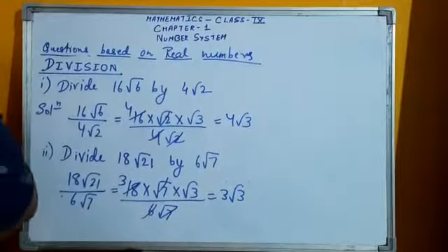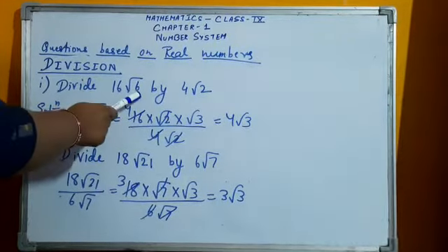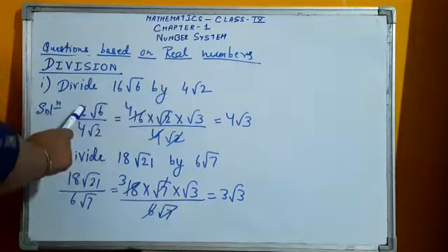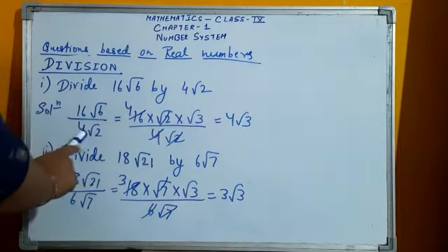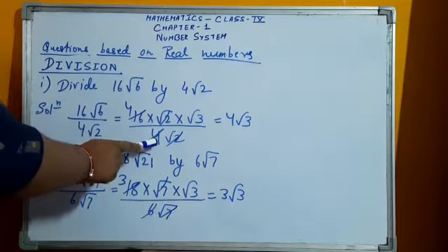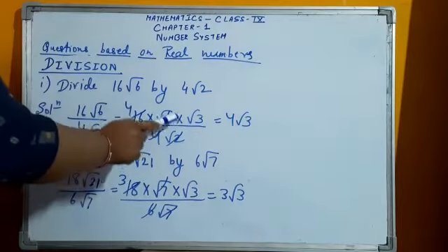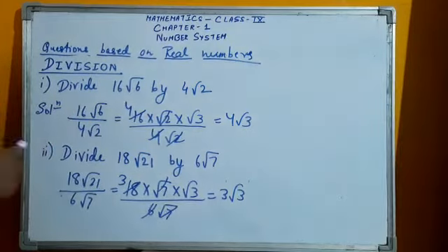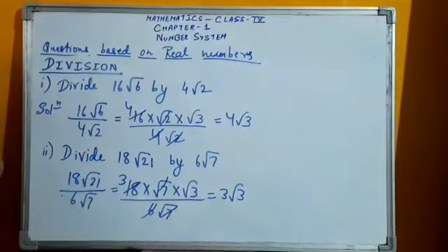Now we will discuss some questions based on division. First question I wrote, divide 16 root 6 by 4 root 2. So 16 root 6. Root 6 can be written as root 2 into root 3, divided by 4 root 2. This 16 can be cancelled by 4: 4 1s are 4, 4 4s are 16. So this can be cancelled and root 2 into root 2 will be cancelled. So we are left with 4 and root 3. So the answer will be 4 root 3.